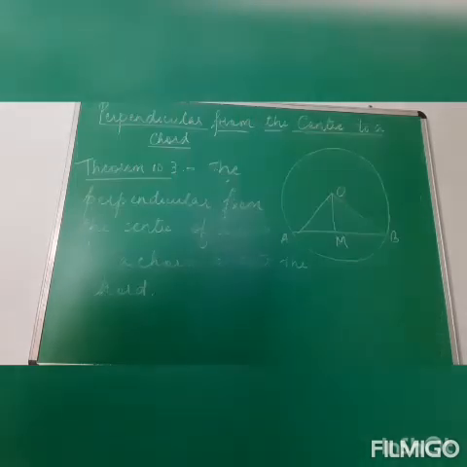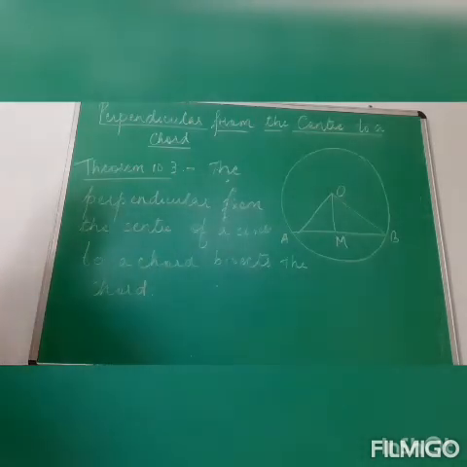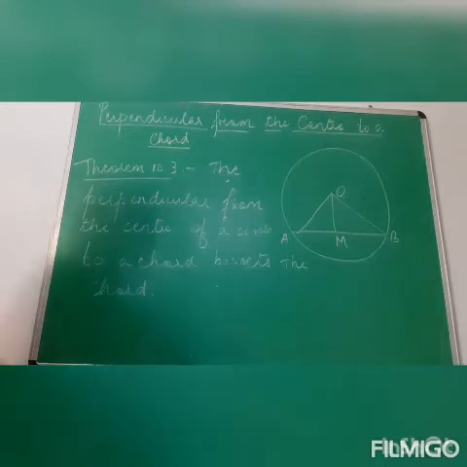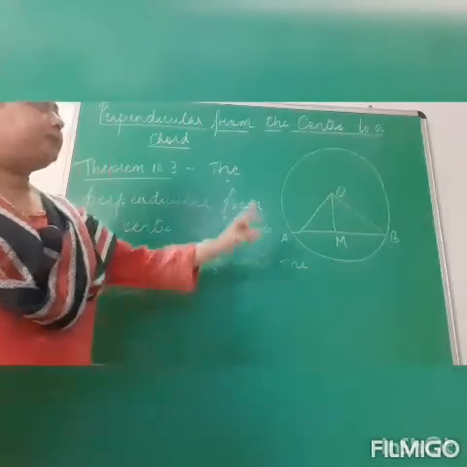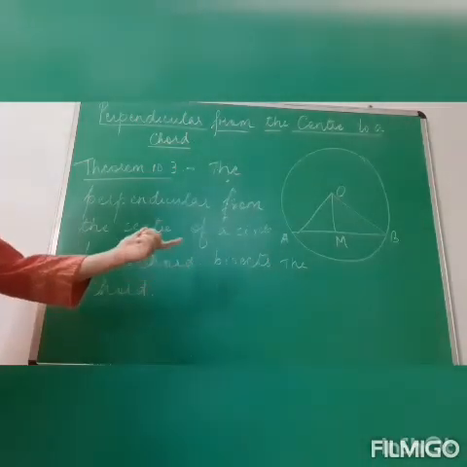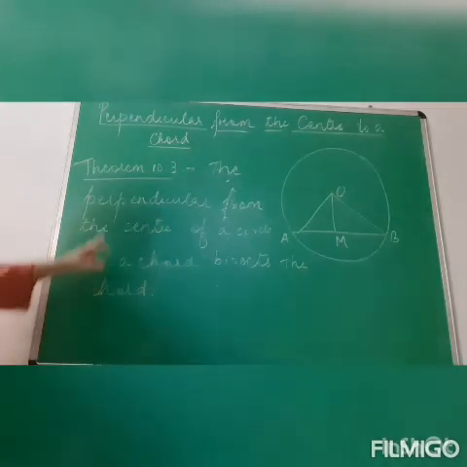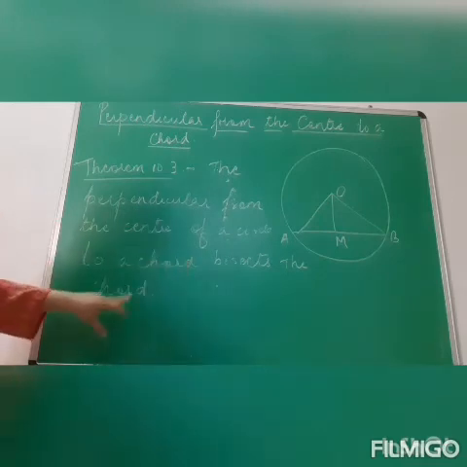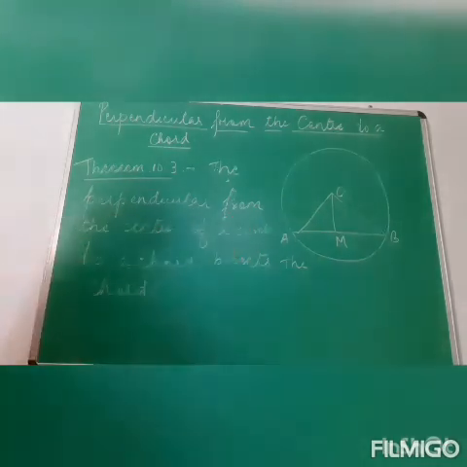Now we will move on to the next topic, that is perpendicular from the center to a chord. So let us move on to the next theorem, theorem 10.3, which states that the perpendicular from the center of a circle to a chord bisects the chord. The perpendicular from the center, that is OM, to the chord of the circle, here AB, bisects the chord. That means we have to show here that AM is equal to BM.